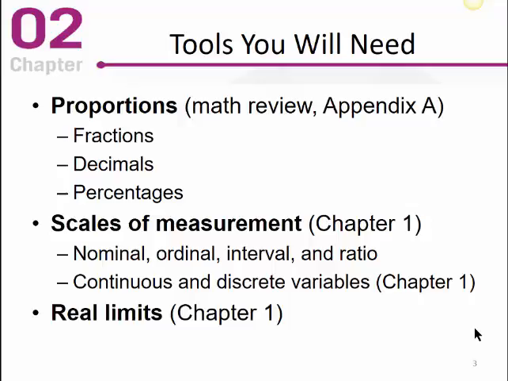And then you also need to know the scales of measurement that we covered in Chapter 1, so the idea of a nominal, ordinal, interval, and ratio variable, and also the distinction we made in Chapter 1 between continuous and discrete variables. And another thing that's going to come up in this chapter is the idea of real limits that were also covered in Chapter 1.